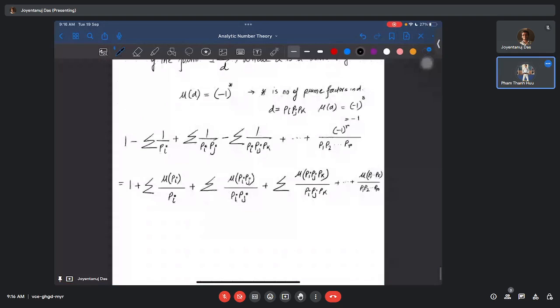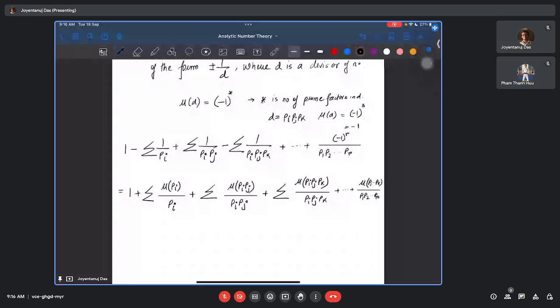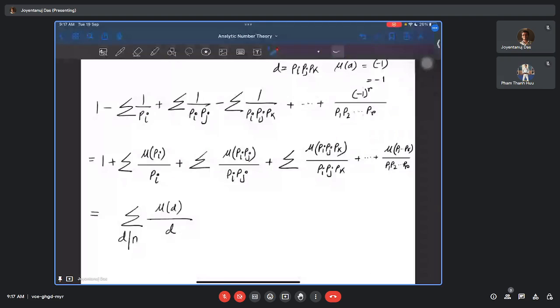So from here directly I can say this is nothing but summation over d dividing n of mu of d divided by d, because all of these quantities are divisors of n, so they will already come into this summation. But if some more divisors are there, then at least the number is not square free. Square free means it has some prime power that is bigger than or equal to 2, right? So in that case, the mu will be 0. So that will not contribute to the summation.